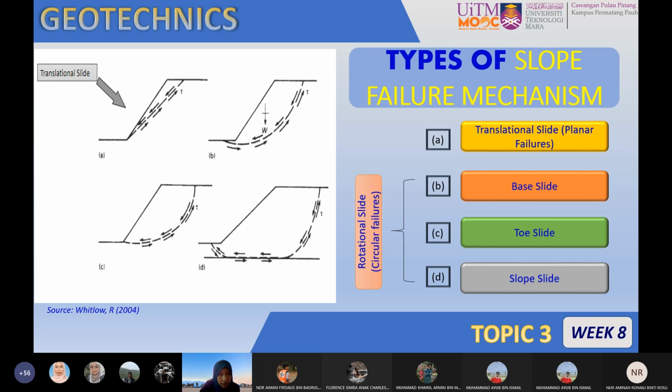However, for the C category, the slip circle ends at the toe of the slide. And for D, it extends a few meters beyond the toe of the slope, and it always happens where there is a hard stratum underlying the slope mass. So this is how we can categorize or differentiate between A, B, C and D.